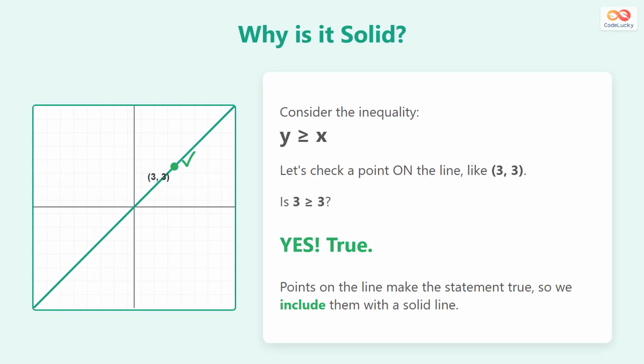Why is it solid? Consider the inequality y is greater than or equal to x. If we check that same point on the line, (3, 3), is 3 greater than or equal to 3? Yes, it is equal. The statement is true. Since points on the line make the inequality true, we draw a solid, unbroken line to include them.